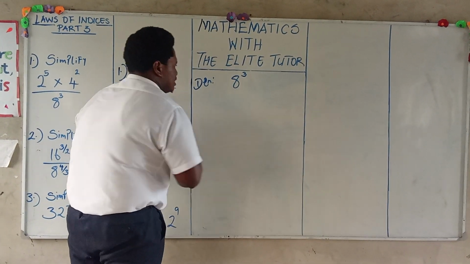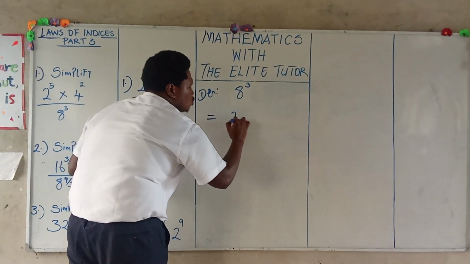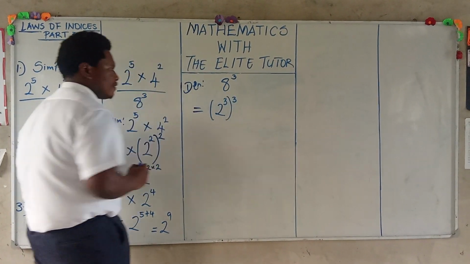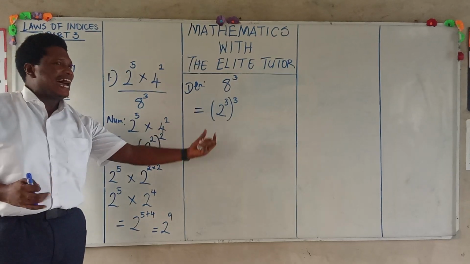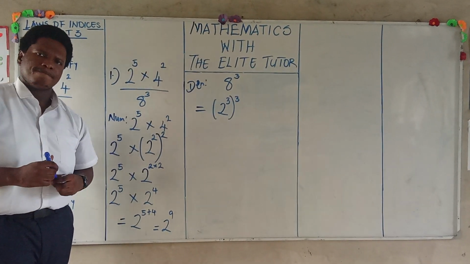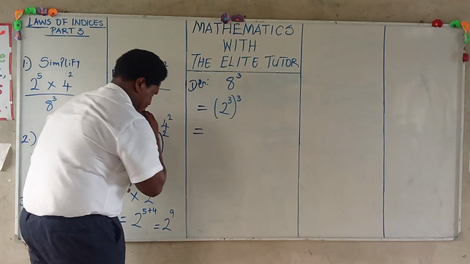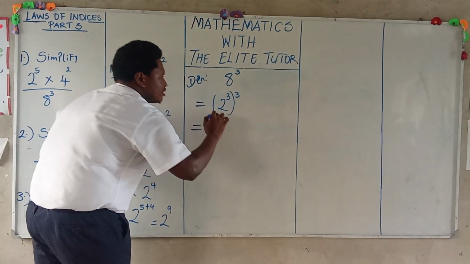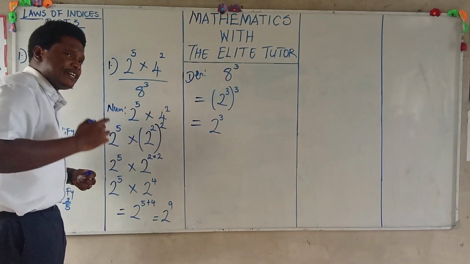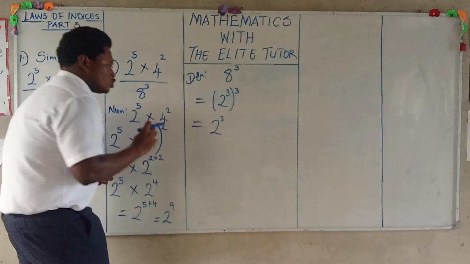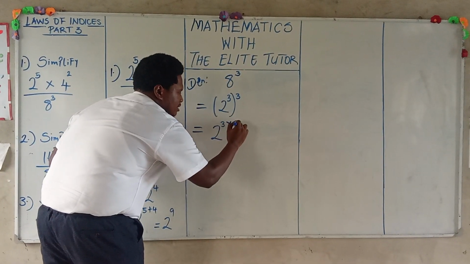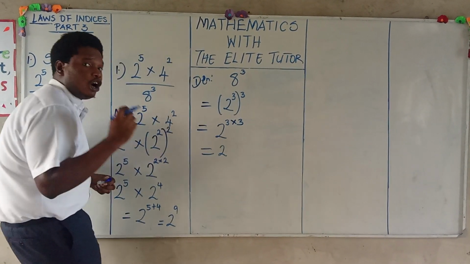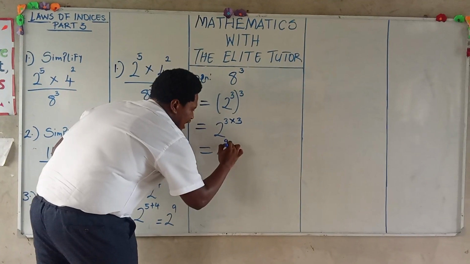So we are going to have that this is equal to 2 raised to power 3, all raised to power 3. So here we are going to apply the power of power law. We are going to have 2 raised to power 3. The power law says that when we have a power raised to another power, we multiply both powers. So 2 raised to power 3 times 3. So this is 2 raised to power 3 times 3 gives us 9. So we have 2 raised to power 9.